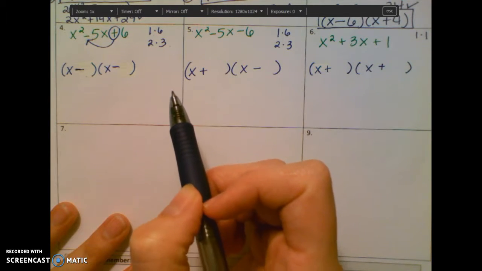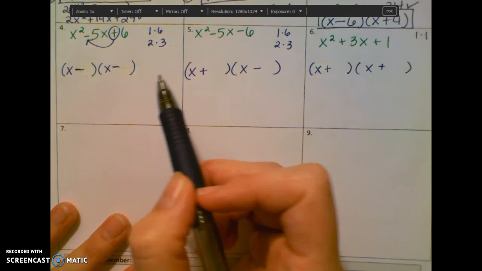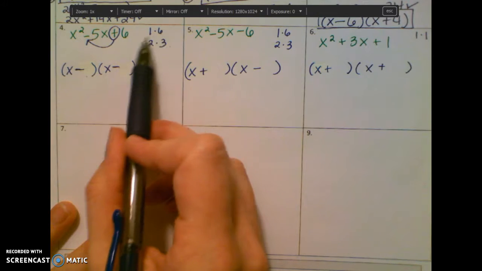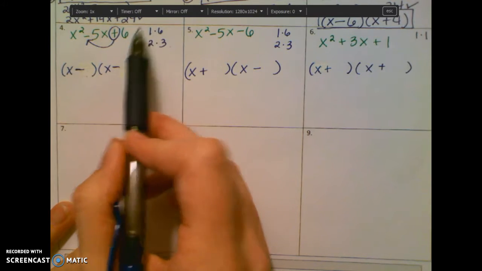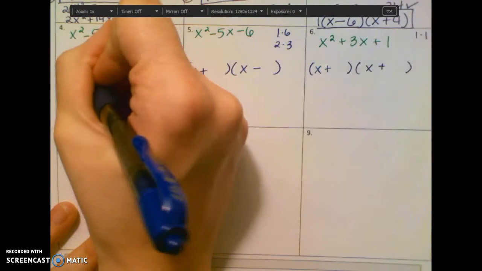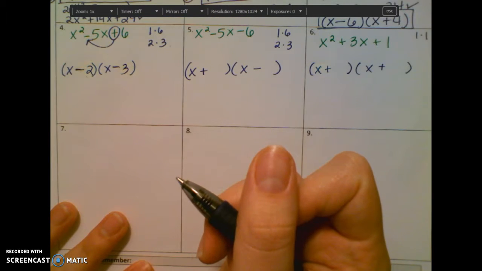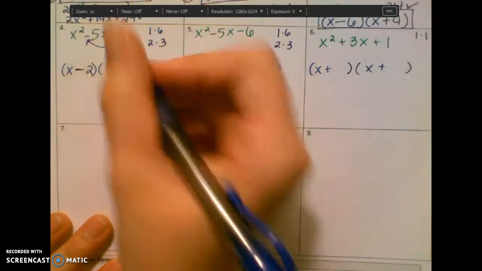Now if we think of this logically, we can kind of think our way through it. If I have a -2 and a -3, will that make -5? Or will -1 and -6 make -5? Well, it is going to be the -2 and the -3 that make -5. And if you're not really sure, then let's go and multiply it back out.